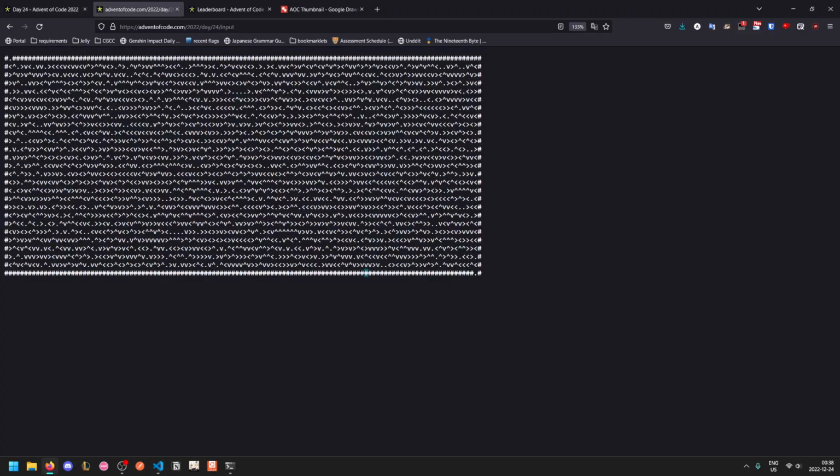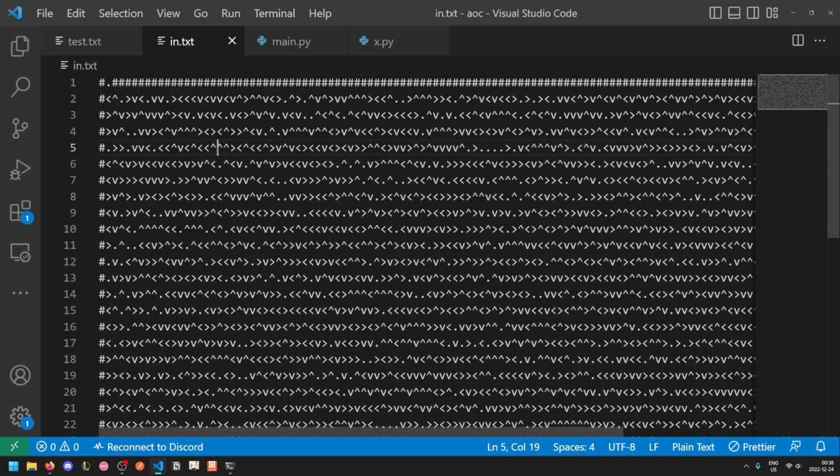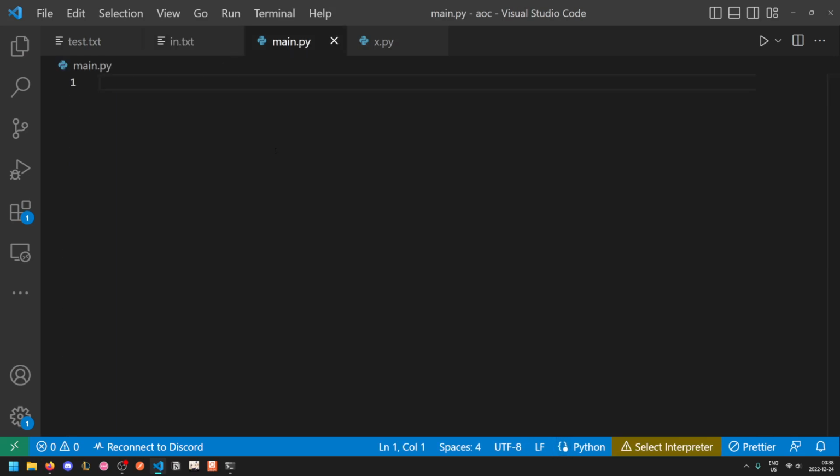So let's paste in our test input and our real input first. So the first step is to parse the grid. We're going to keep track of the blizzards, and we're going to divide them into 4 groups based on their directions. And you'll see why I do this in a bit.